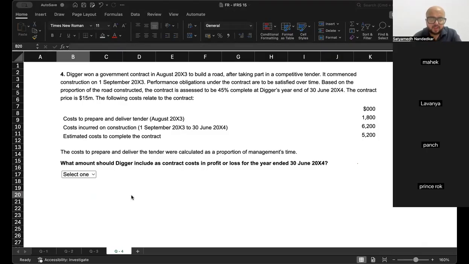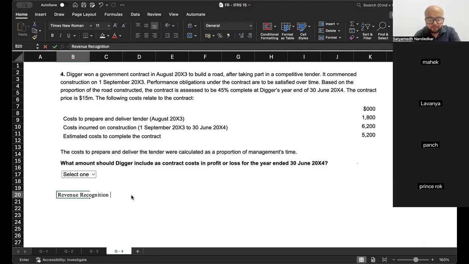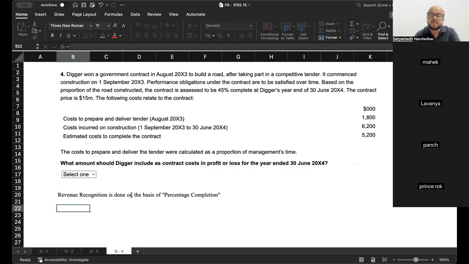ठीक है। क्वेश्चन क्या पूछा है? What amount should Digger include as contract cost in profit or loss for the year ended 30th June 2004? ठीक है। अब the point is, costs are incurred regardless of when you recognize revenue. So revenue recognition is done on the basis of percentage completion.